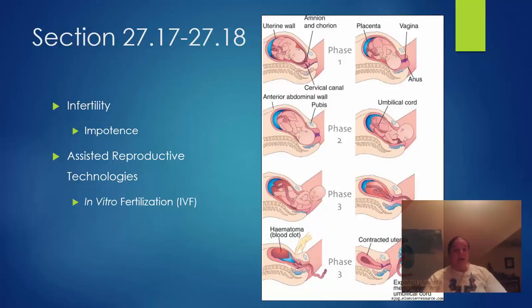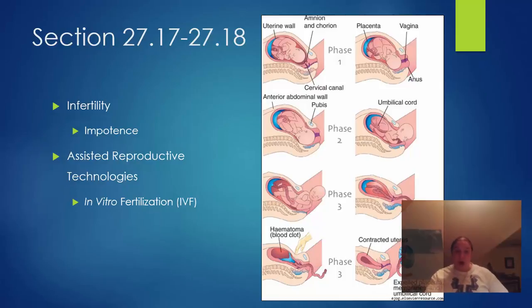A man's sperm may be infertile. They may have structural issues. They may not be able to swim well. They may not be formed correctly. There's a number of different ways in which either men or women can become infertile. Sometimes it's due to health issues. Sometimes it's genetic.